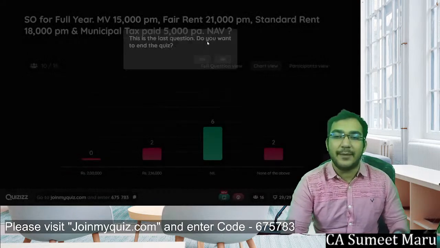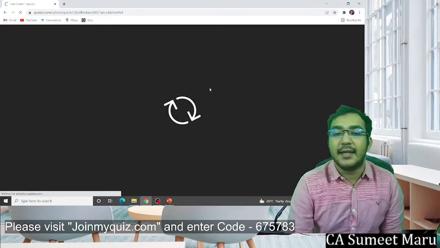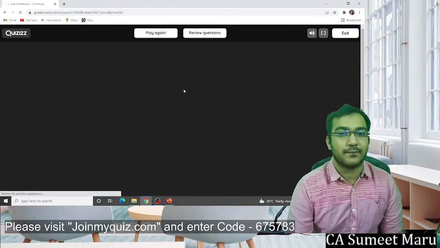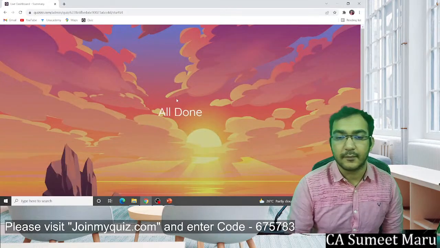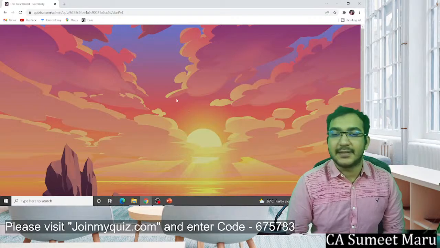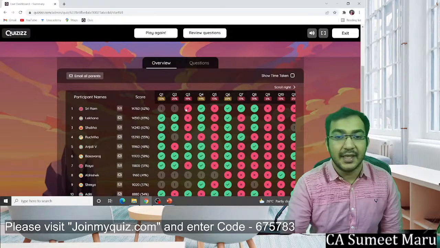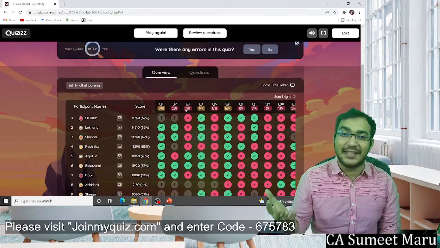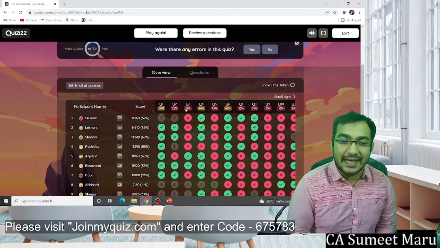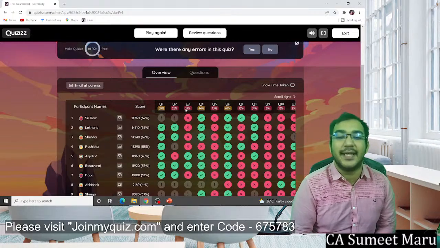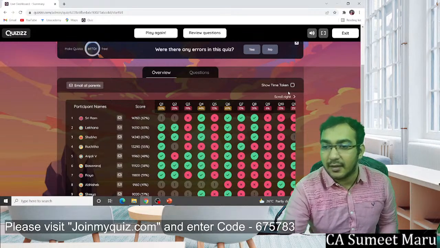Okay, that's it for today. Here we end our session. Let's see who are the toppers for today. The toppers are: Shriram is the first with 62% accuracy, still very low. Second is Lekna and third is Shubha. Okay, that's very good. Best of luck.